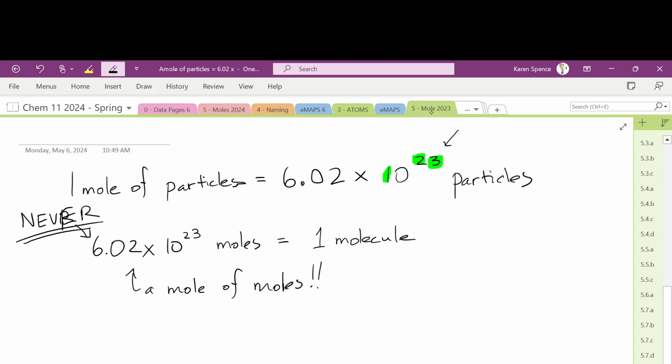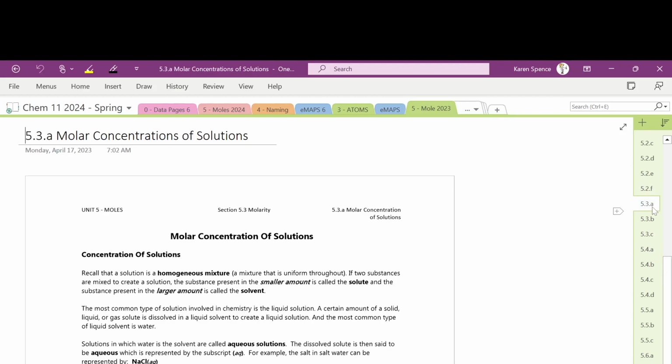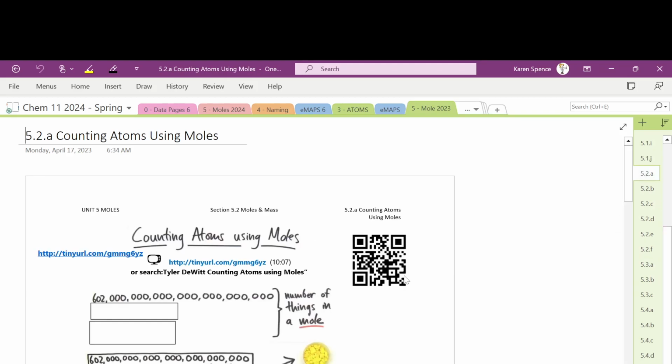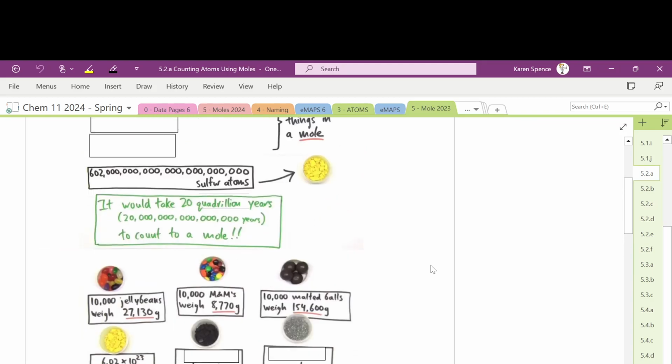All right. So today we are going to start exploring molar mass a little bit because we need to do that in order to be able to work with our hydrate lab. So I think that is this one. No. 5.2a is on page 34.